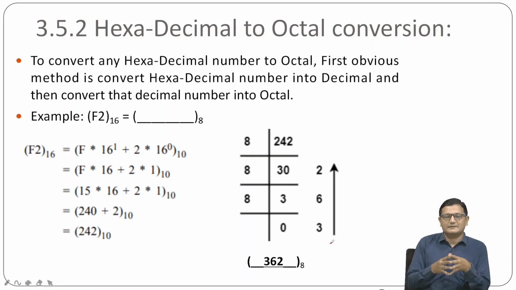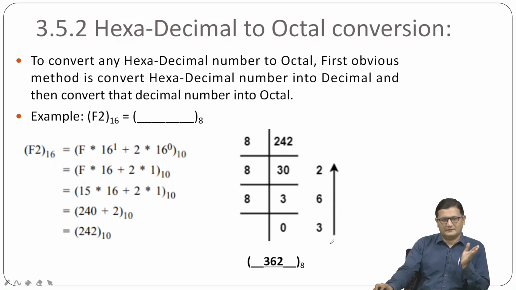And once you have the decimal, then you can easily convert it into the octal format, right? So we have seen both the conversions. I have already taught you how to convert a hexadecimal number into decimal, and also, if a decimal number is given, how to convert it into an octal number. So the first obvious method is to convert the number given to you into the decimal format.